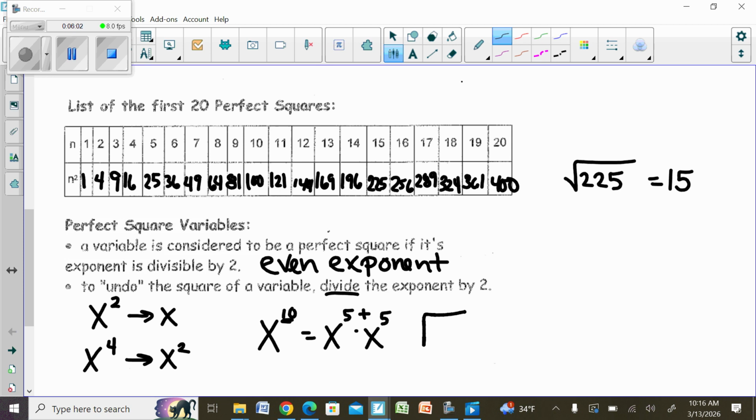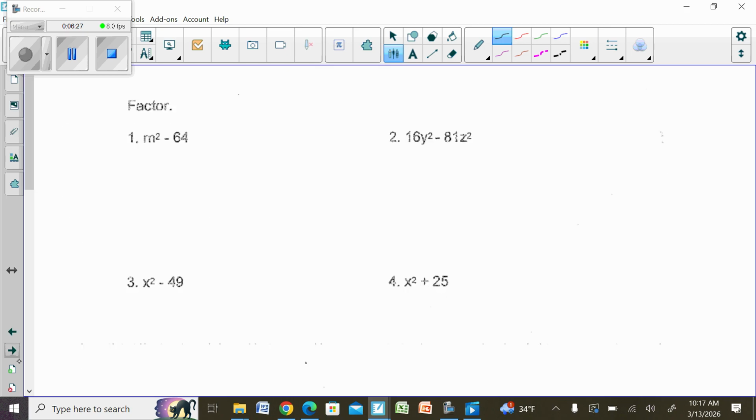So when we take the square root to undo this x to the 10th, we don't really show our work like that, but you just divide by 2. Okay, so this is the little trick that you're going to memorize. You're going to divide by 2 to take the square root of it. So x to the 10th is a perfect square of x to the 5th. So if it's an even exponent, that's what you have to know there. All right, so let's go ahead and try some of these on the next page. You have 2 questions to ask yourself. Okay, first question.